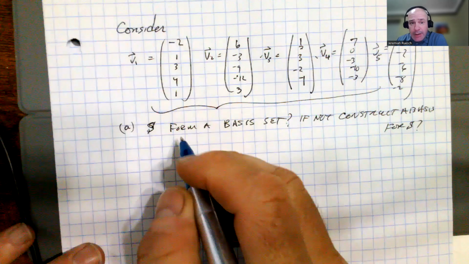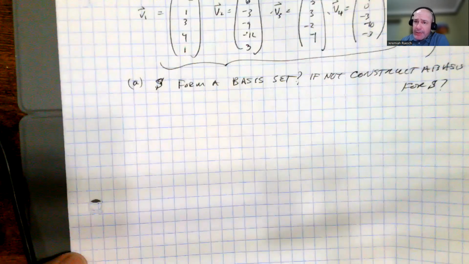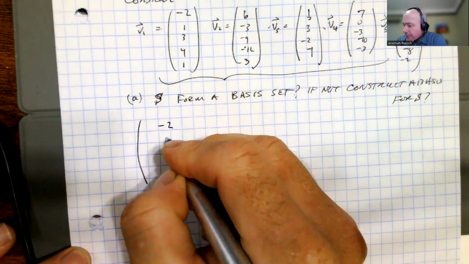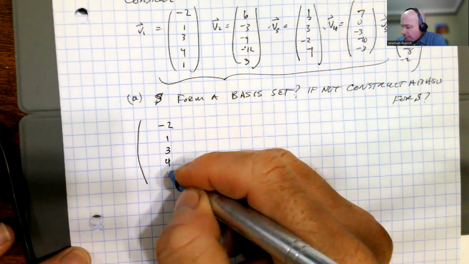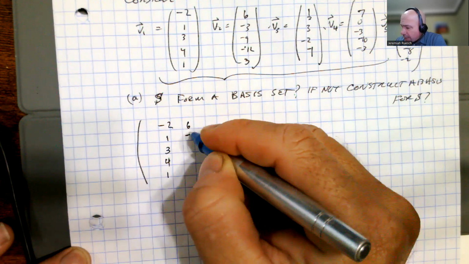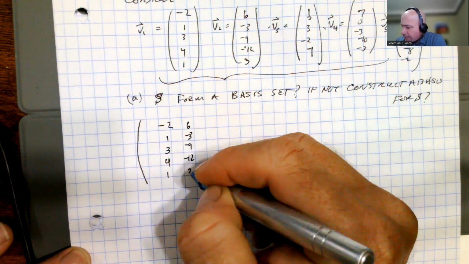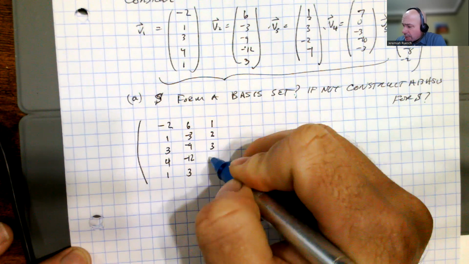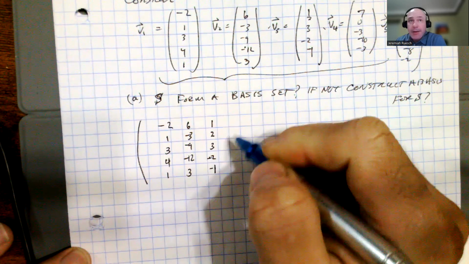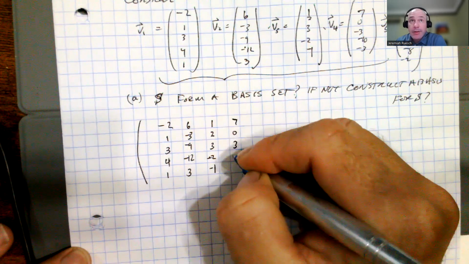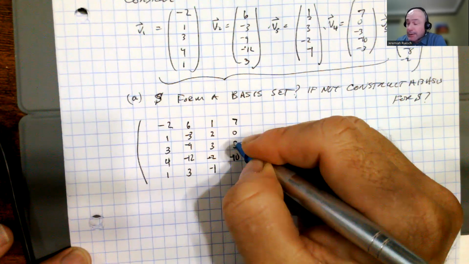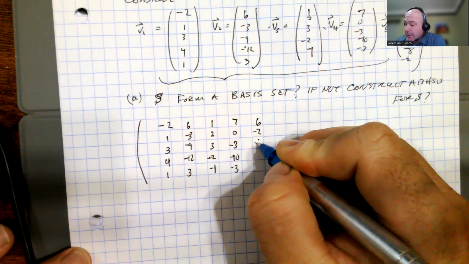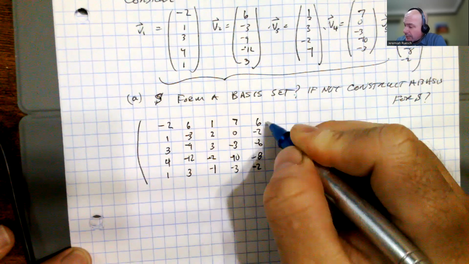Especially when you have this many vectors, I find it's easiest to put them into a coefficient matrix. So negative 2, 1, 3, 4, 1, that's V1. 6, negative 3, negative 9, negative 12, 3, that's V2. 1, 2, 3, negative 2, and negative 1. And then 7, 0, negative 3, negative 10, negative 3. And then 6, negative 2, negative 6, negative 8, and negative 2.